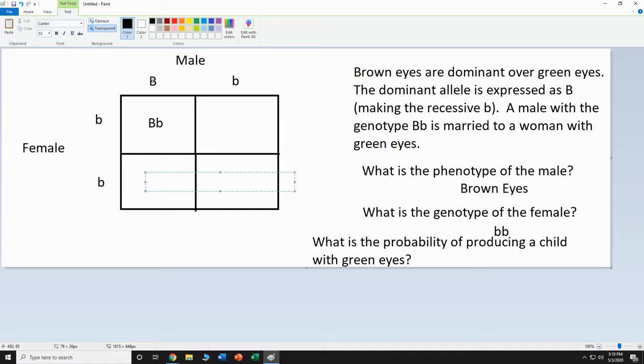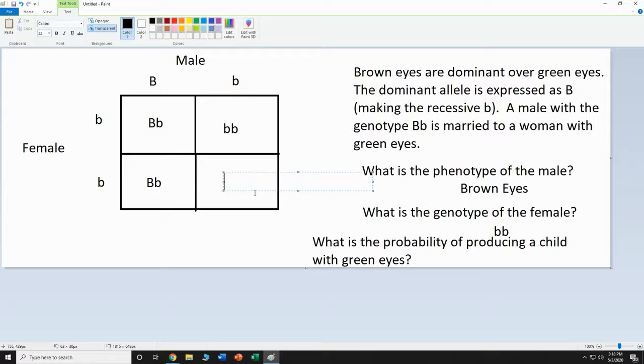So it's going to be big B, little b. Over here, this little b is going to come down. This little b is going to come across. Little b. Same thing over here. Little b comes down. Little b comes across. Little b. It's going to look like that.